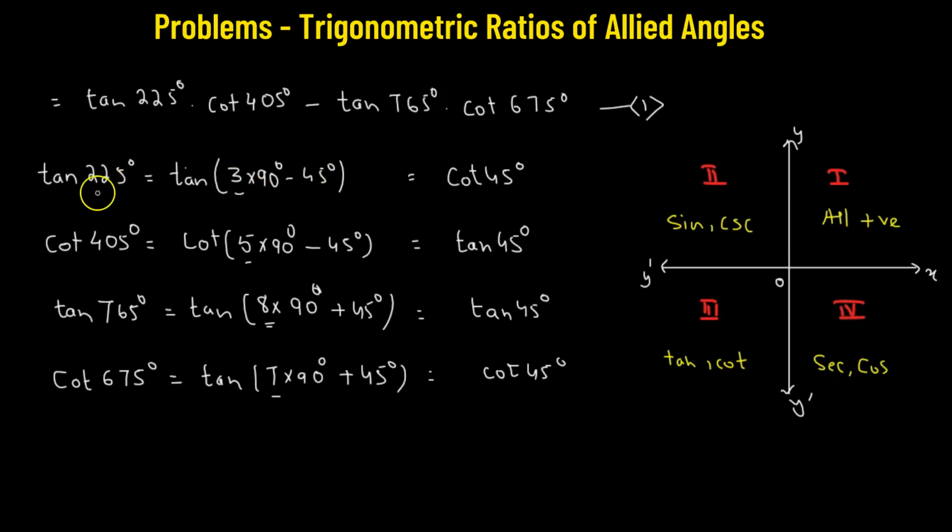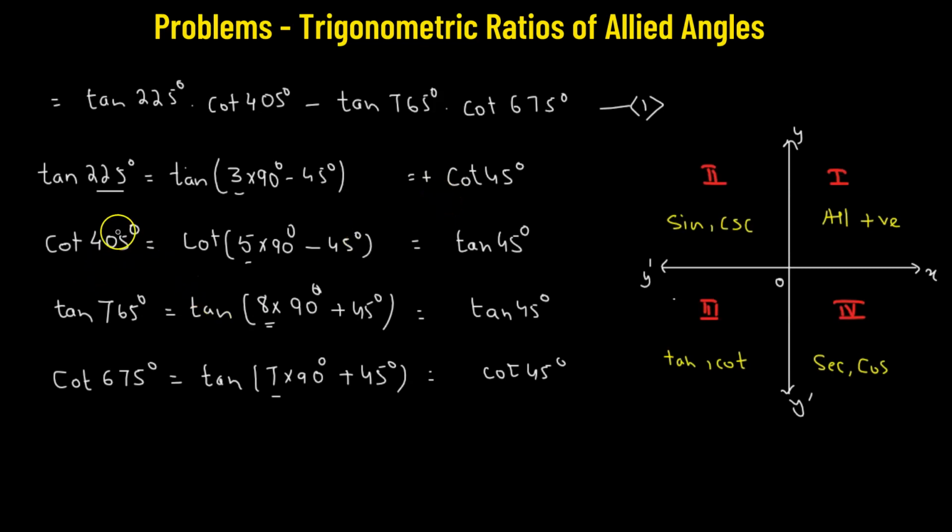Now coming to the problem, we'll start with 225 degrees. We have expressed that as 3 times 90 degrees minus 45 degrees. So 3 times 90 means we are in the third quadrant. And we're also subtracting 45 degrees from it. But since 45 degrees is less than 90 degrees, we are going to remain in the third quadrant. And in the third quadrant, the tangent and cotangent functions are positive. So we're going to get positive cotangent of 45 degrees.